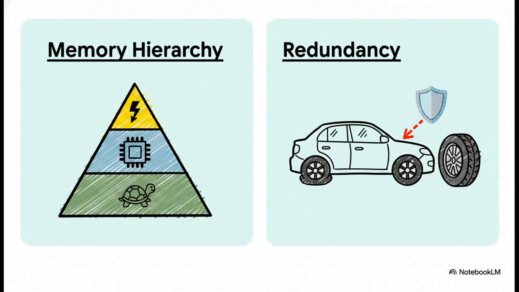And it's not just about speed. 2 other huge ideas are the memory hierarchy and redundancy. So instead of one giant memory, computers use a pyramid of them, with that small, fast cache at the top and massive, but slower, storage at the bottom. And to make sure things don't break, architects build in dependability through redundancy, basically having spare parts ready to go if something fails, kind of like a spare tire for your car.